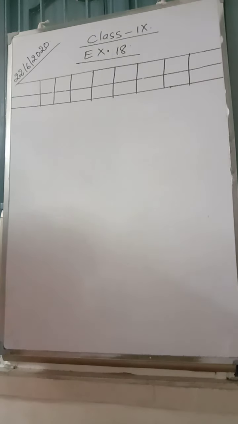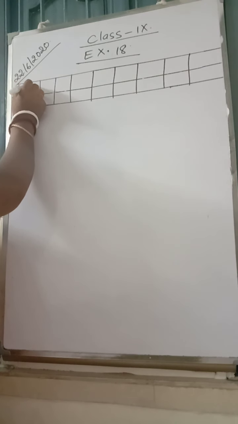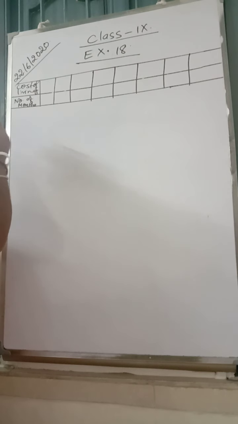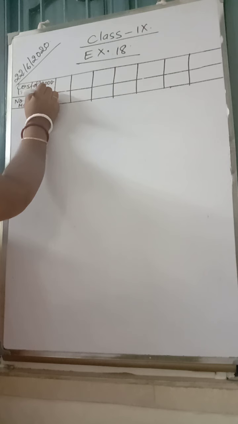Cost of living, number of months. This is given in your book. From there only I am writing. Start from 2000 to 2500.